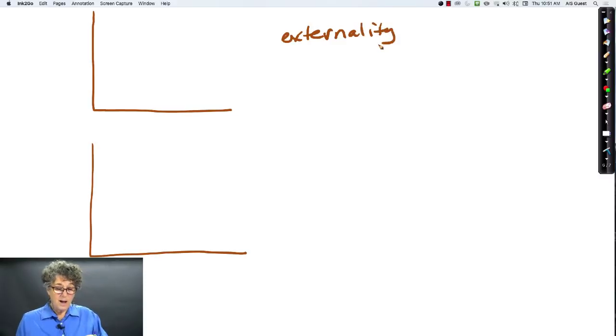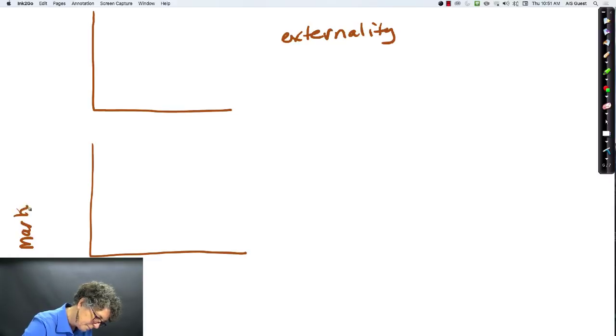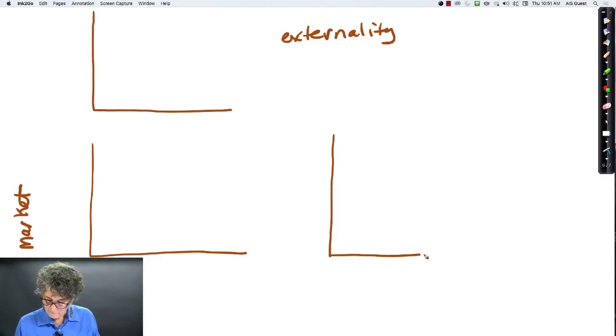And on the bottom left, I'm going to have the market graph. I'm going to put that label down. Where am I going to put that label? I'll put that label over here. And then we're going to do like we did when we did long-run competitive equilibrium. And let's put a firm graph over here on the bottom right next to the market graph.